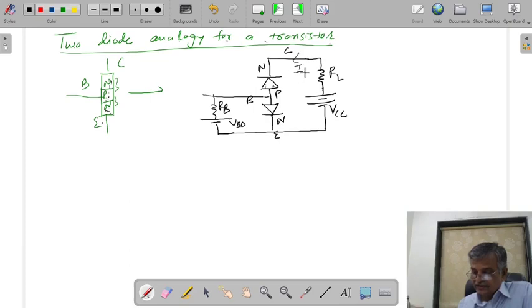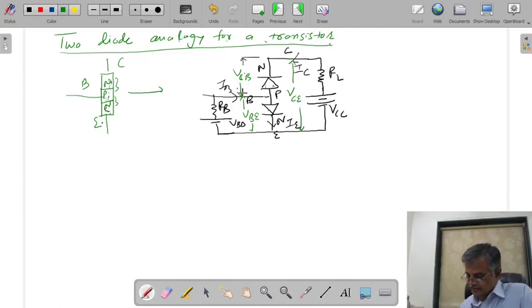In this, this is your collector current, this is the ammeter current, this is your base current. This is the voltage between your collector and base, VCB, this is the voltage between base and emitter, VBE, here is the voltage between VCE, and this is VCB, the collector voltage with respect to base.